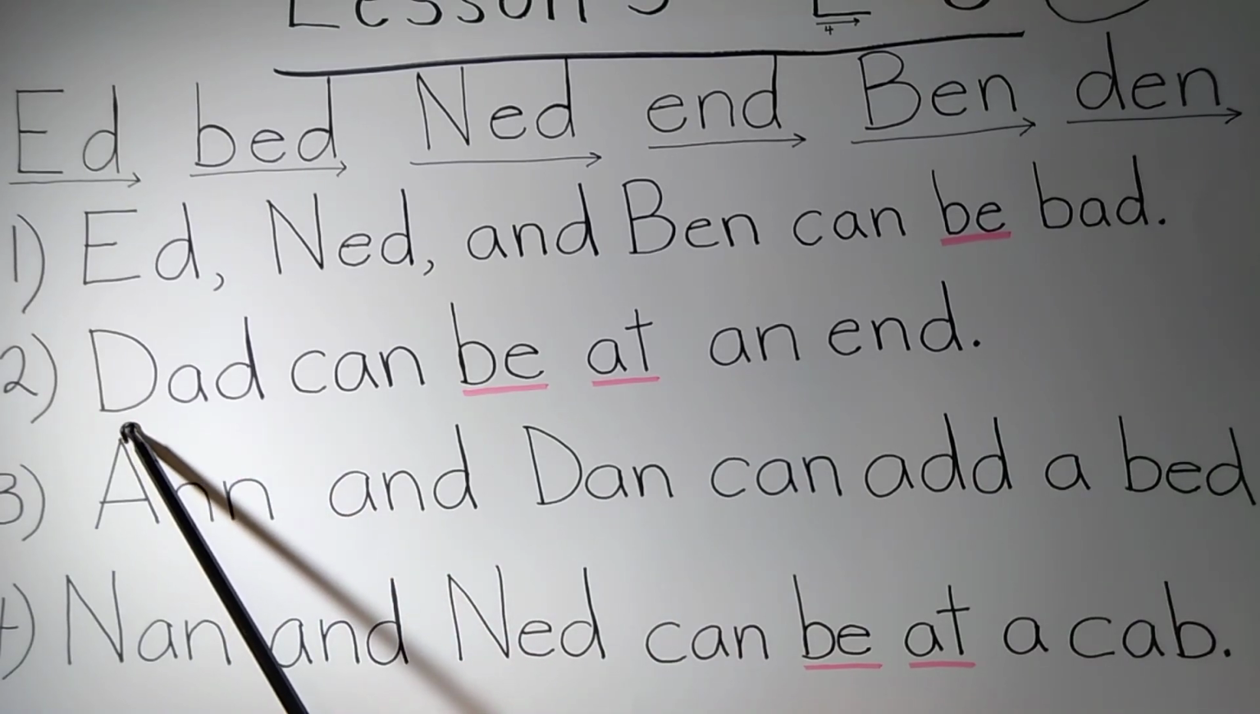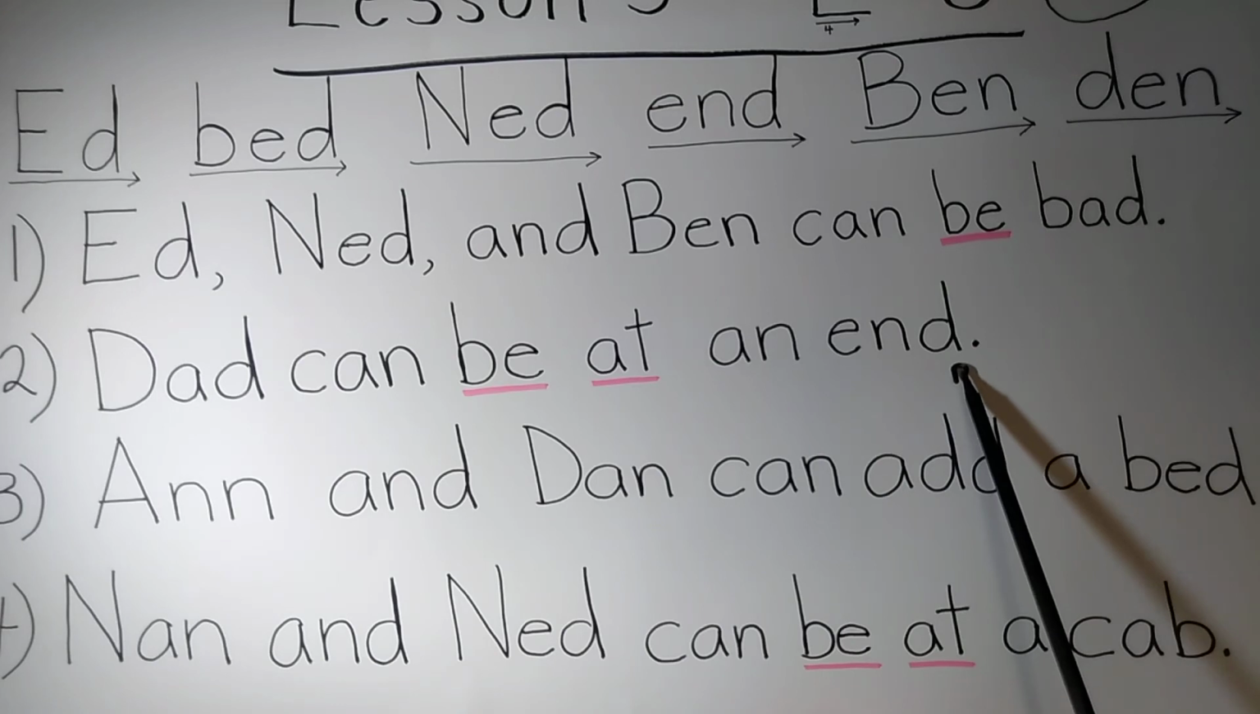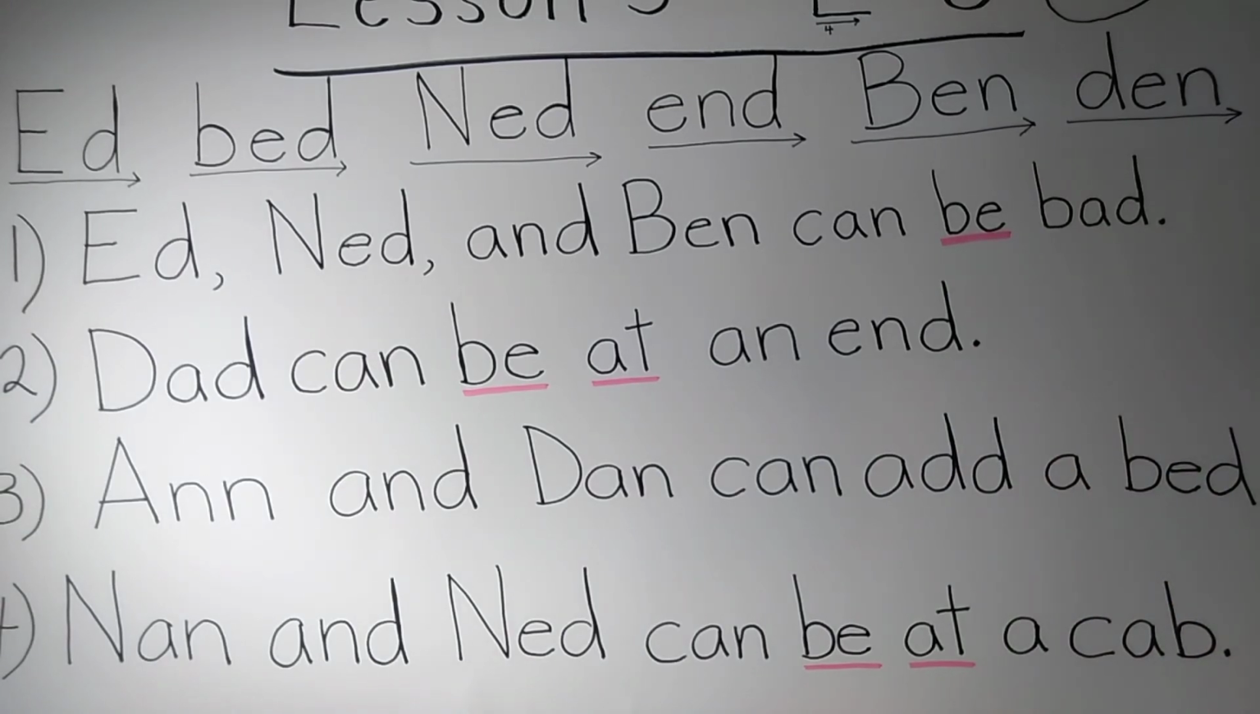Number 2, Dad can be at an end. Well, that could be true. This is kind of a sentence that doesn't really finish the thought. He might be at the end of a job or at the end of a computer game or something. I would put true. Student might put false because it doesn't make complete sense.